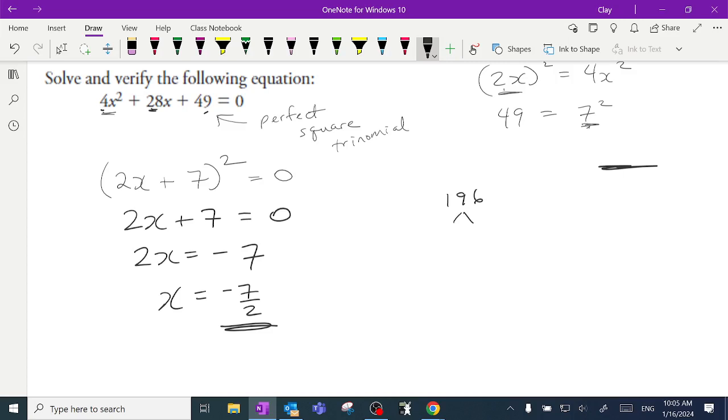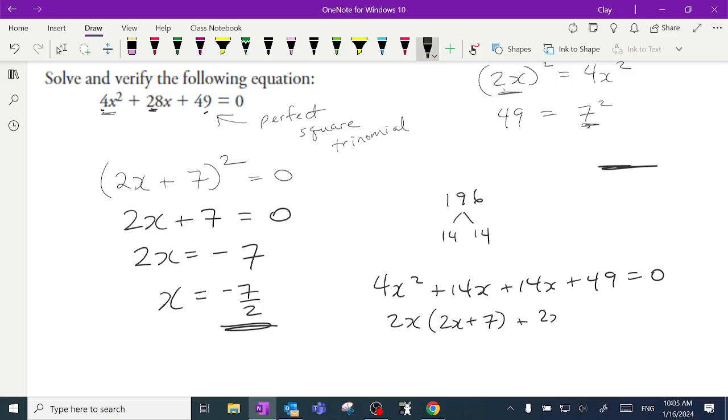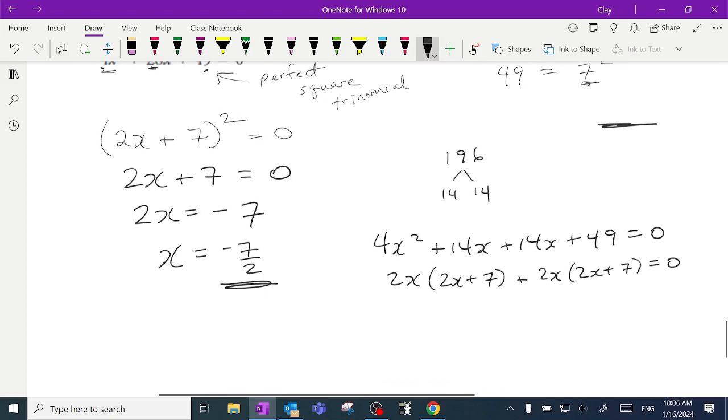But actually, you know what? It would actually be 14 and 14. So if you tried doing it by decomposition, you'd get this. And then you can factor out 2x from the first two. And you can factor out 2x from the second two. And look at that. That works out real nice.